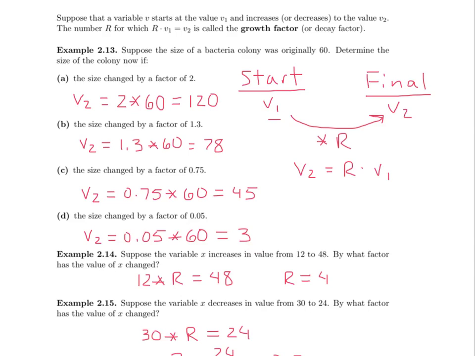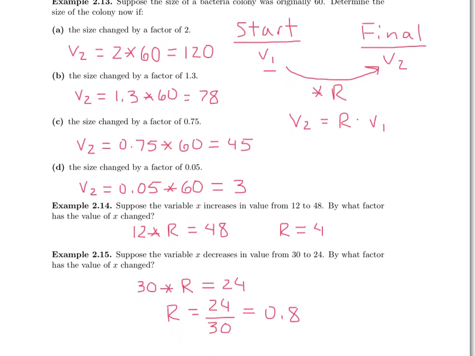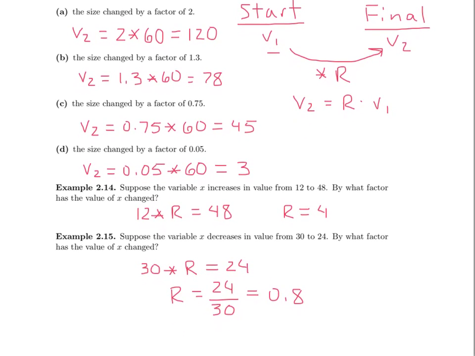A second observation can be made from looking at the bottom two examples. In these two examples, you are given the starting and the ending values of a variable, and you're asked to determine the factor. Notice that you can still use this equation to determine a growth or decay factor, but you need to rewrite the equation differently. You need to solve it for r.